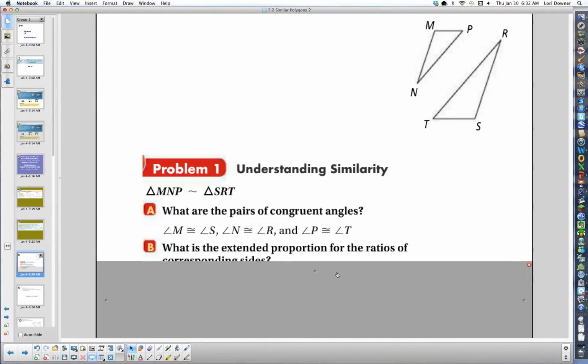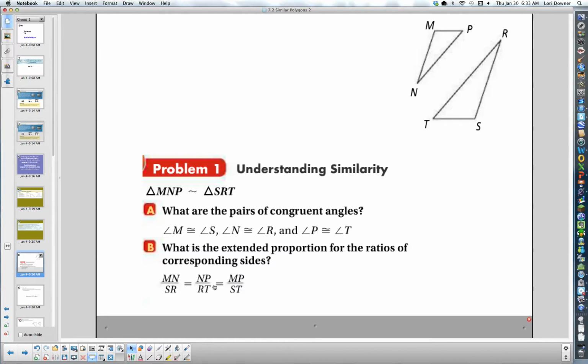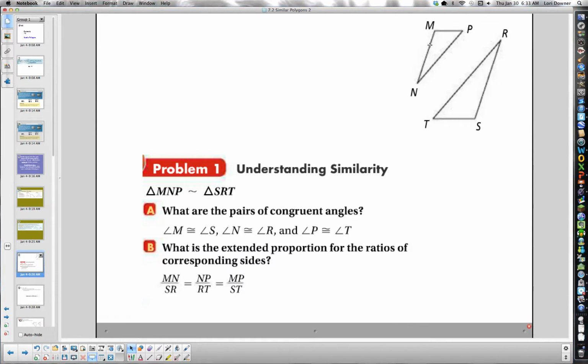Now notice, because we're talking about similar polygons, we're going to write the extended proportion for the ratios of the corresponding sides. So I have MN is to SR as NP is to RT as MP is to ST. You can use the visual or you could use the similarity statement here.